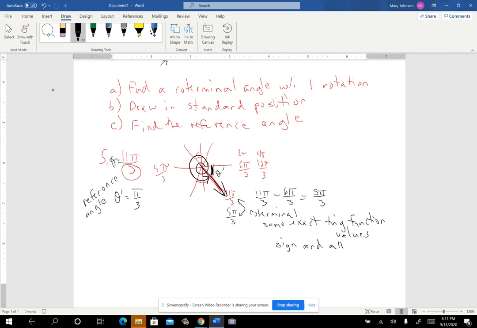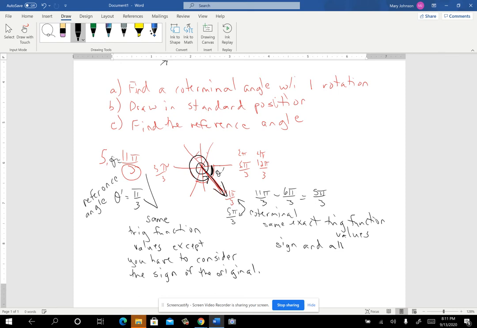Okay, the reference angle and the original angle have the same trig function values, except you have to consider the sign of the original.